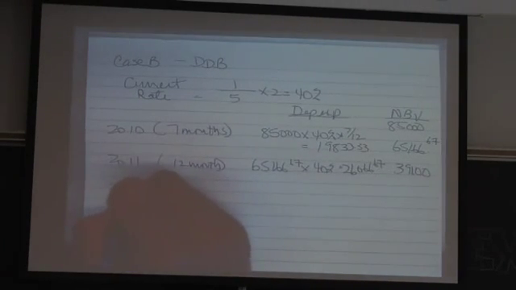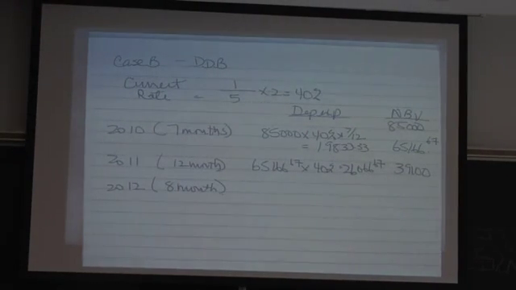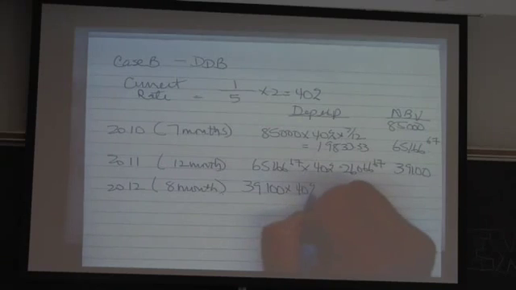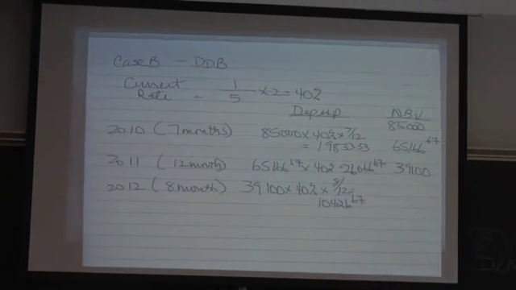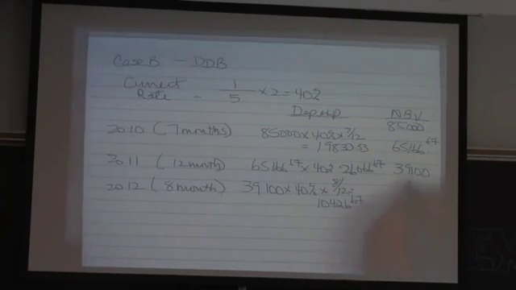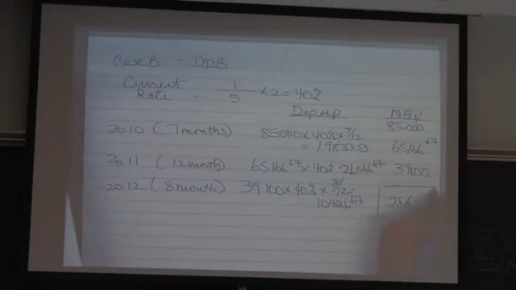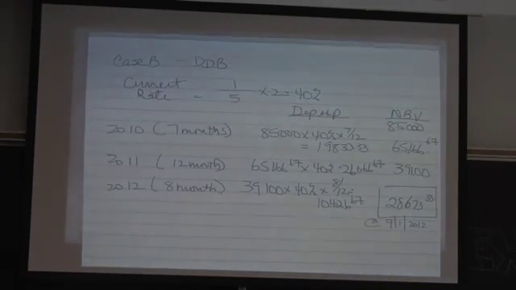Now for 2012, it's only 8 months because the change happens on September 1st. So this one's going to be 39 net book value times 40% times 8 over 12. That's 10,426.67. Net book value will be the difference between these two, which is 28,673.33. And that's the net book value at September 1st, 2012. So now we're going to calculate the new rate.